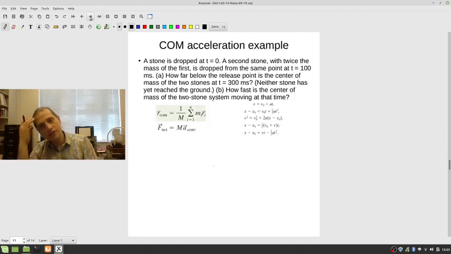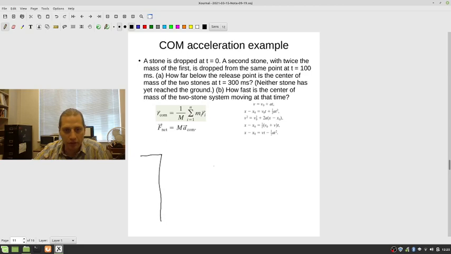Let's give a quick example. This is a problem that I didn't ask you to do for homework because it's a little bit tricky, but I want you to be able to at least understand it. Let's say that a stone is dropped at time t equals 0. A second stone with twice the mass of the first is dropped at the same point at t equals 100 milliseconds.